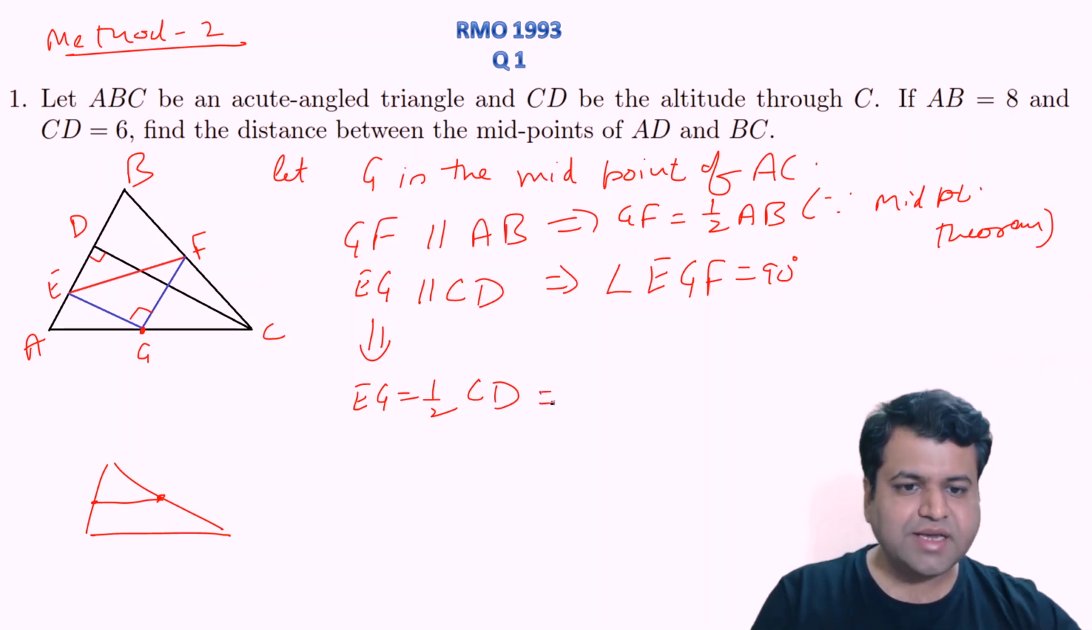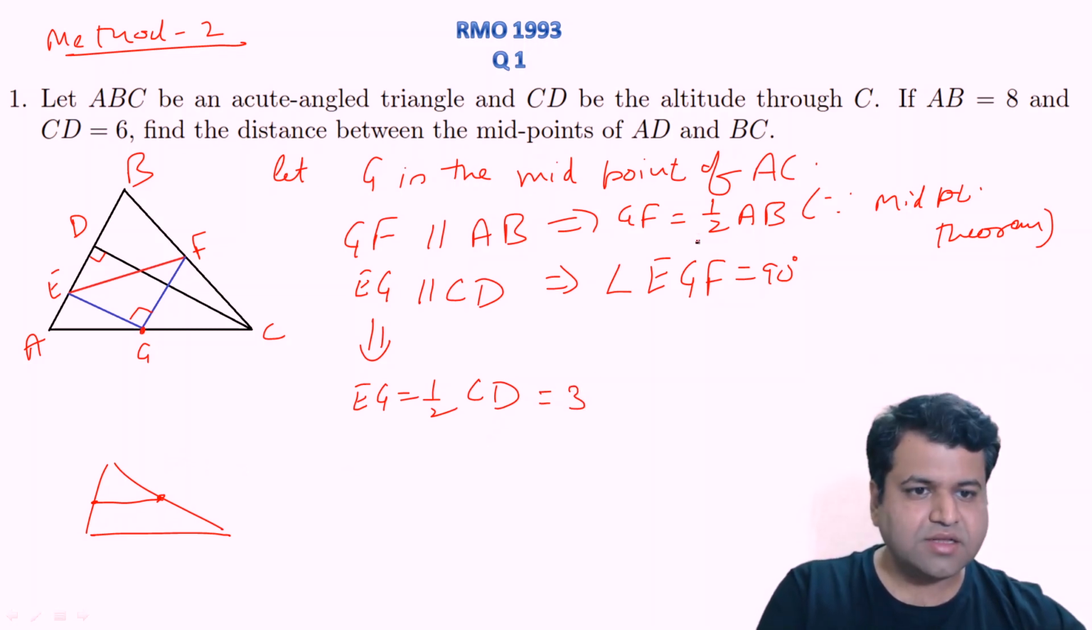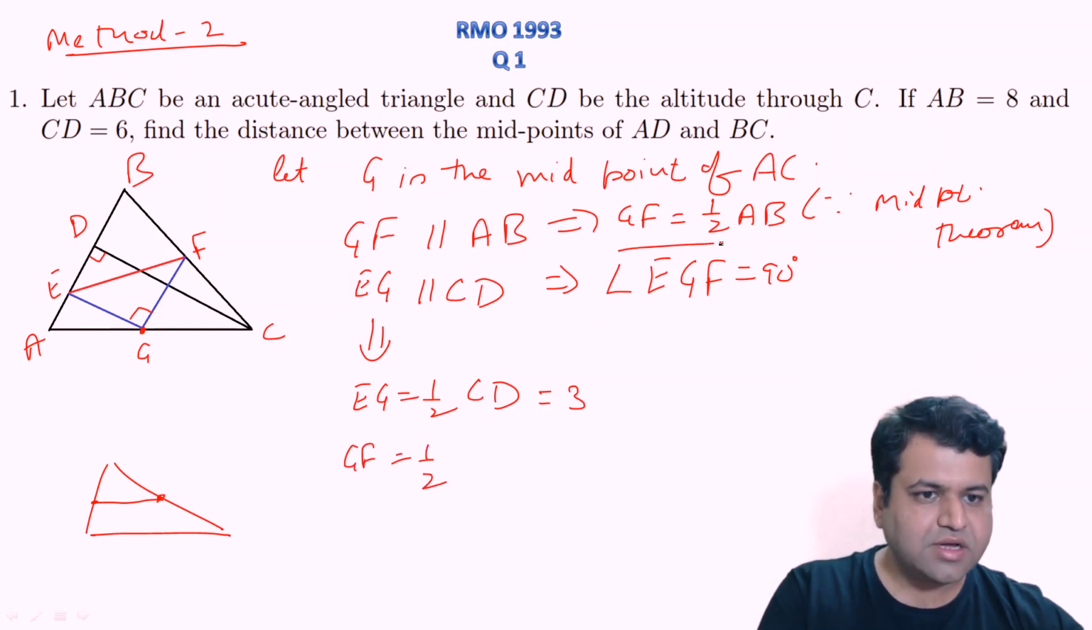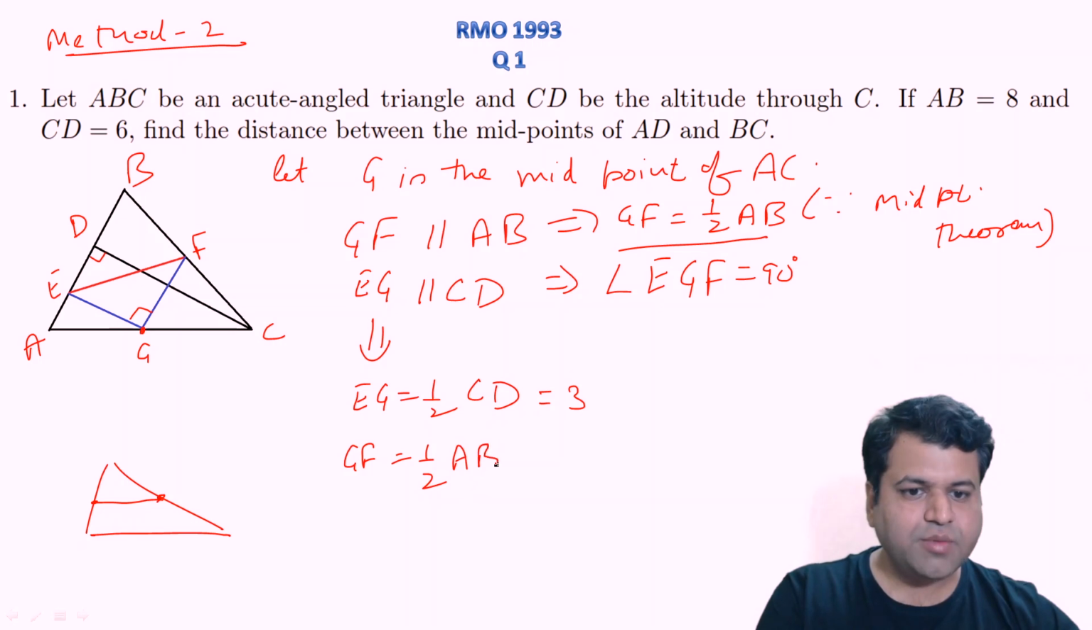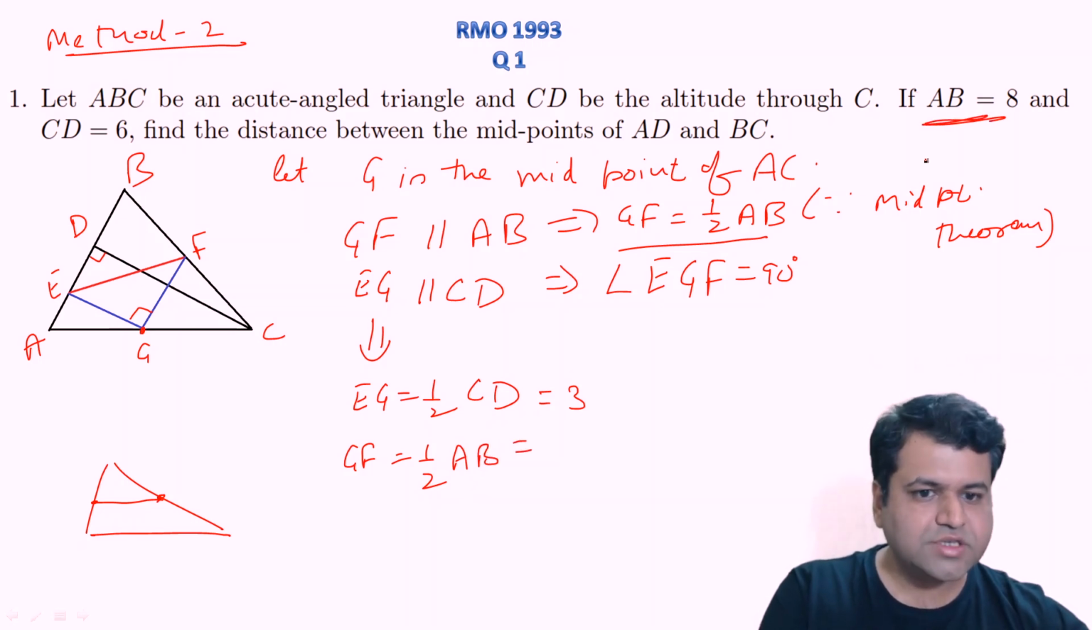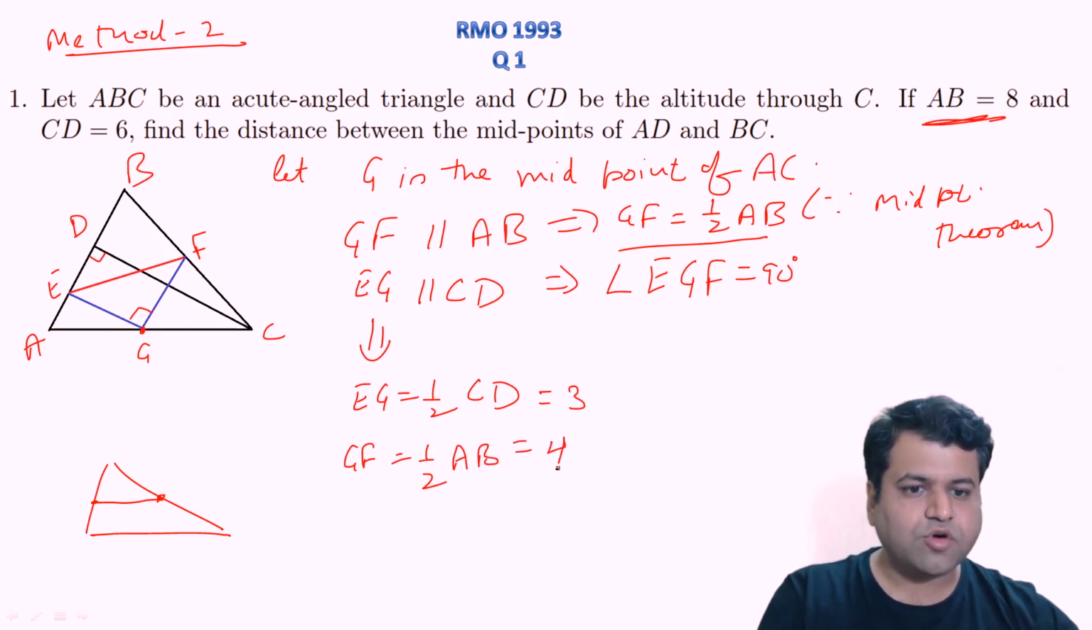So that will imply that EG is half of CD, which was 6, so that will be 3. And again GF will be half of AB, right? And AB was given to be 8, so GF will be 4.